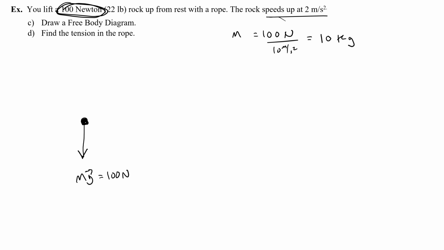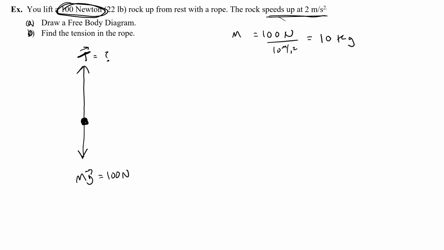We'll use that later. So you're lifting the rock and it's speeding up, which means that your tension is unbalancing the weight. And I know that on my free body diagram, I should draw a tension force that is larger than the weight. So that's the tension in the rope. Now, I don't know what this tension is yet, so I can put a question mark next to it. And that's what part B wants us to find, the tension.